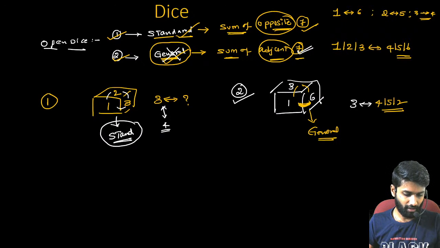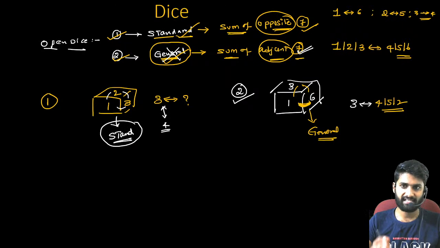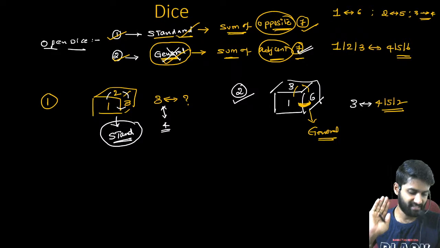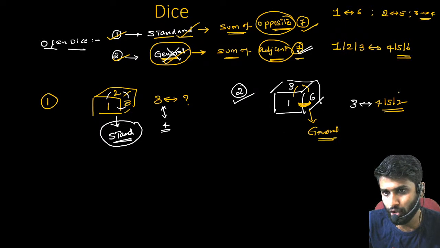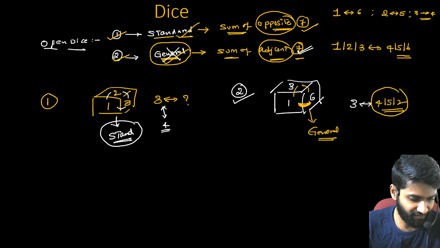Kaushal, clear? Take any two adjacent surfaces. If any two adjacent surfaces have a sum of 7, definitely it is a general die. So if it is a general die, we cannot be sure of a particular answer. The answer can't be defined.